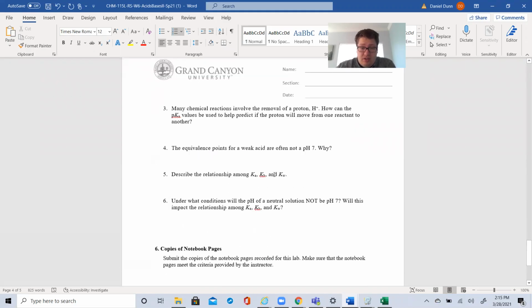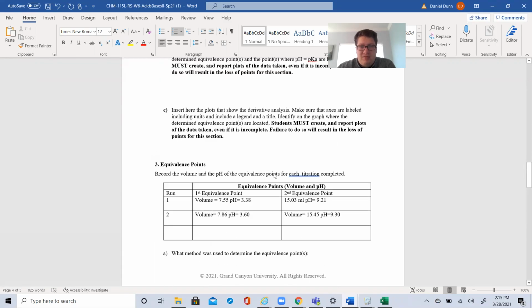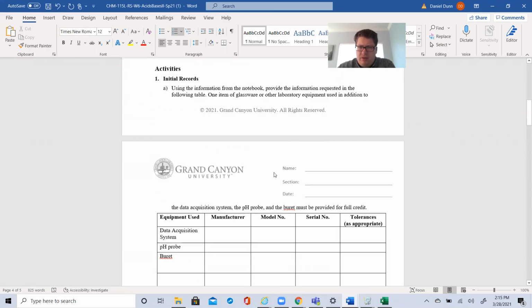So about the post-lab questions, because these are probably the hardest part about the entire lab. The rest of it isn't too bad. Maybe entering the data is a bit confusing.